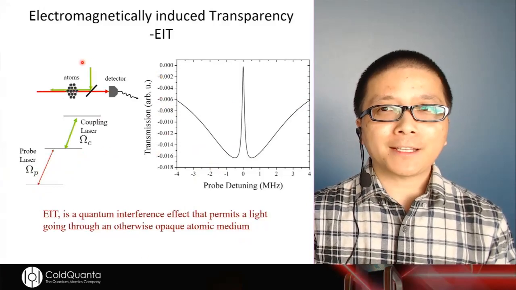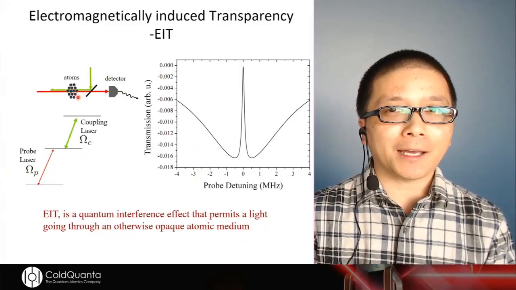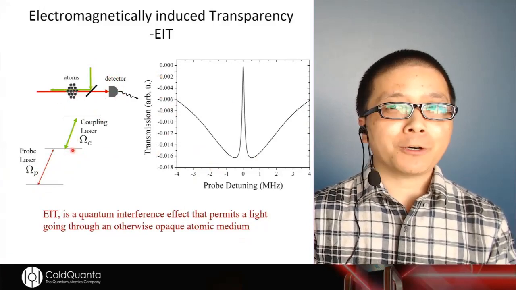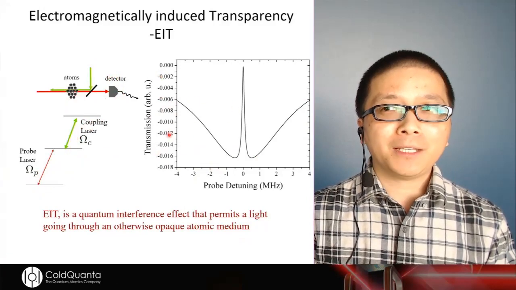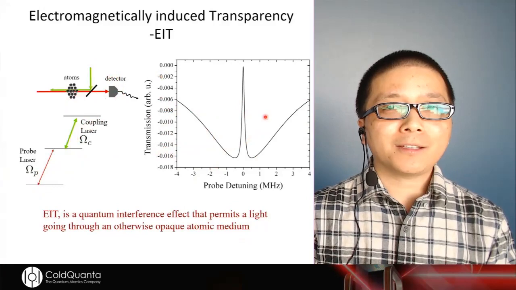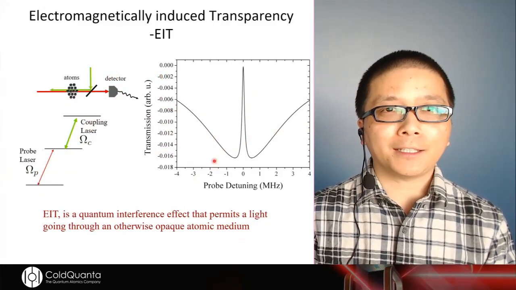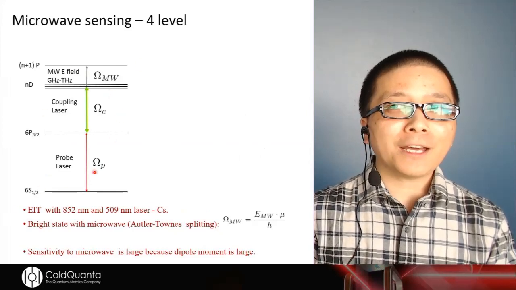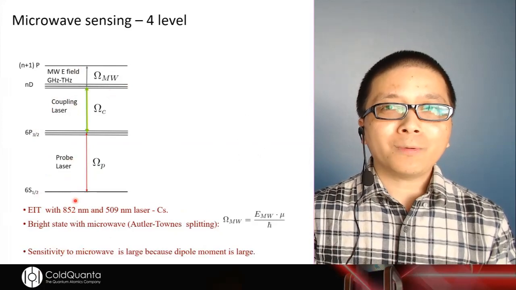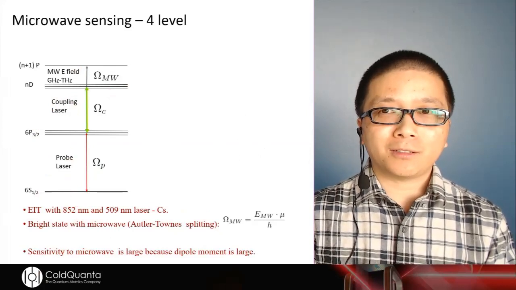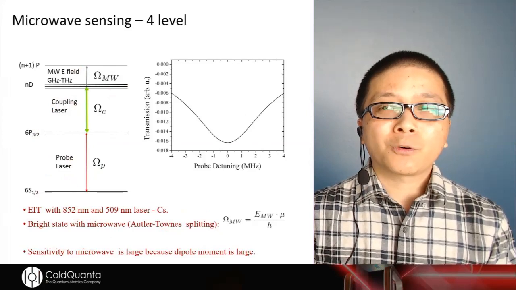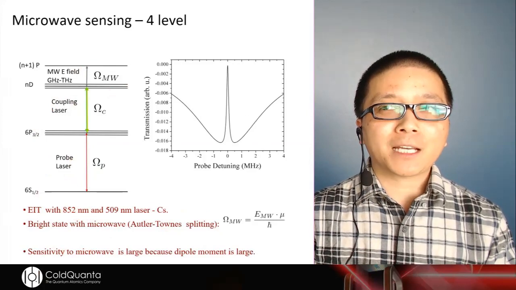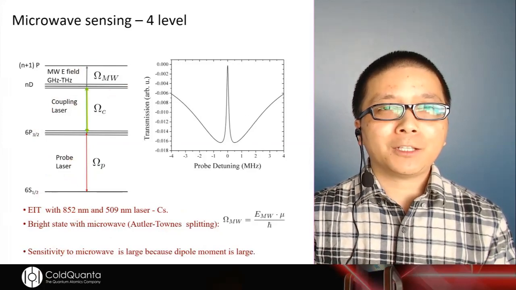If there's another light going through the atomic medium at the same time, resonant between these two states, the absorbed light will go through the atomic medium, giving a peak in the transmitted spectrum. This is EIT, and this peak is called the EIT window. In our experiment, we use a 4-level system like this. A probe laser will give a spectrum like this. With the coupling laser, the EIT window appears like this. When the microwave is coupled between two Rydberg states, the EIT window will split.